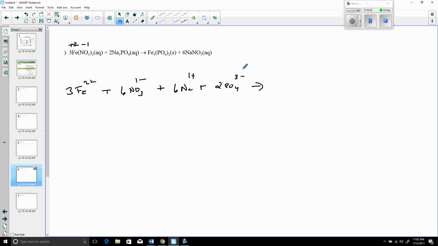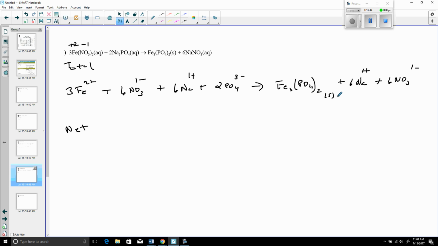Now you see your solid, Fe3(PO4)2 for the solid there. It does not ionize, so we're not going to show that it breaks up into its ions. Then next, sodium nitrate. You have 6 Na1 plus 6 NO3 1 minus. And that is your total ionic equation. So now you're going to do your net.